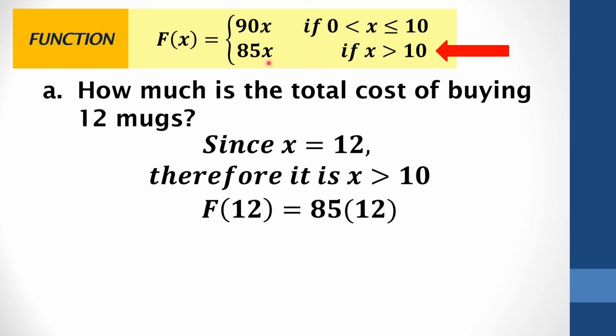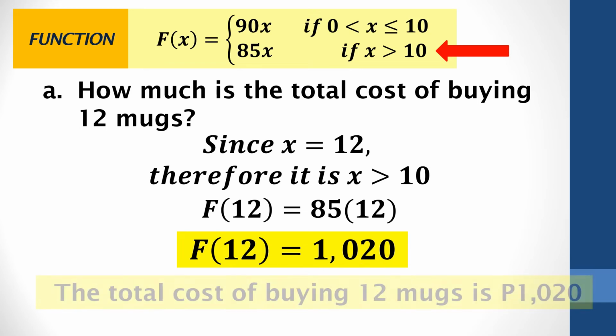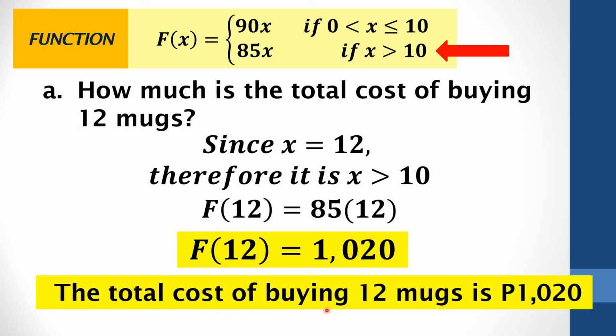Since yung condition ni 85x ay if x is greater than 10. We have f of x equals 85x. Evaluating functions, f of 12, since itong si 12 ang ating x, equals 85 times 12. And we have f of 12 equals 1,020. Therefore, the total cost of buying 12 mugs is 1,020 pesos. So, yan daw po yung babayaran natin kapag bumili tayo ng 12 mugs.